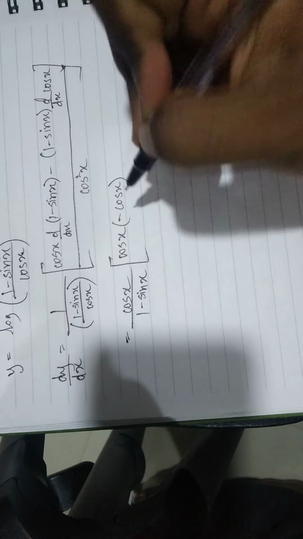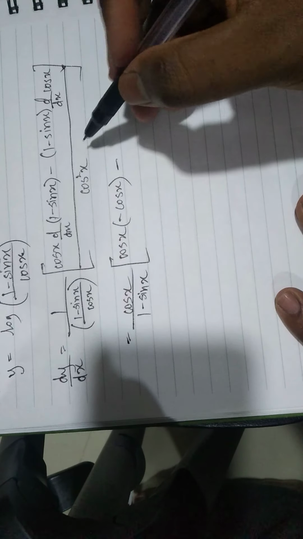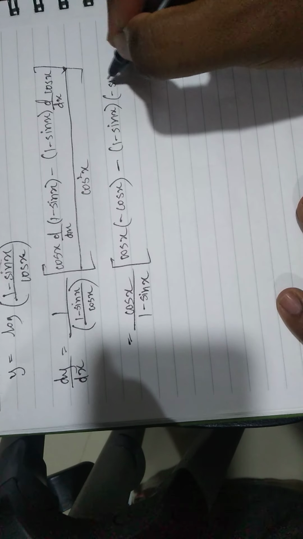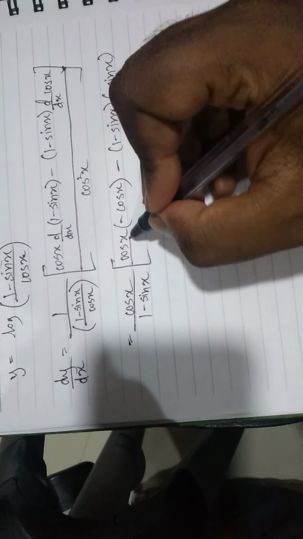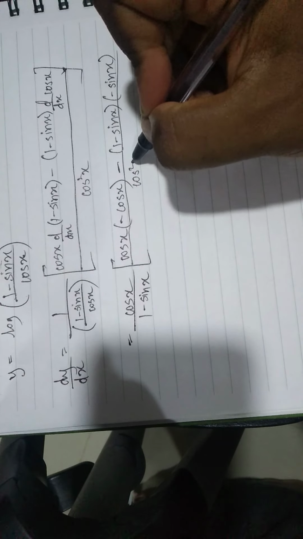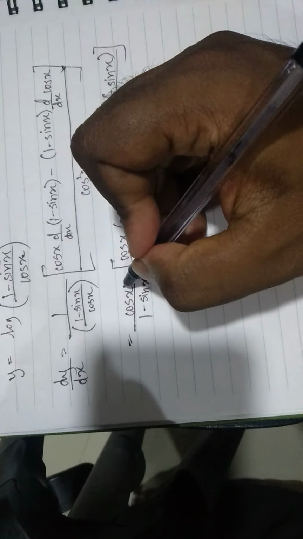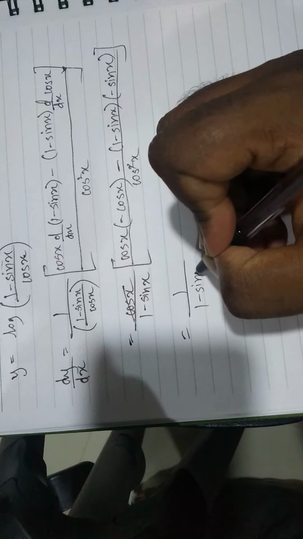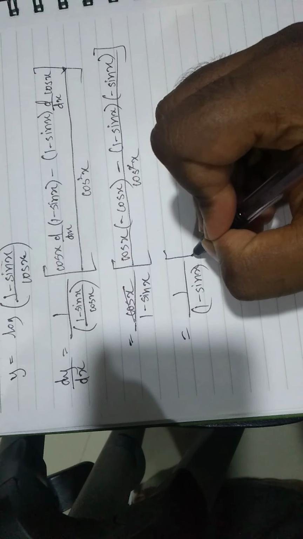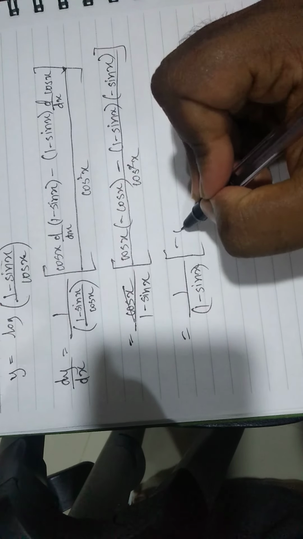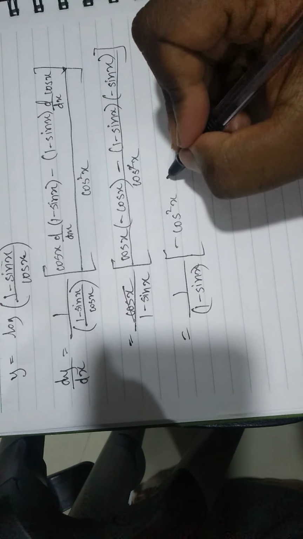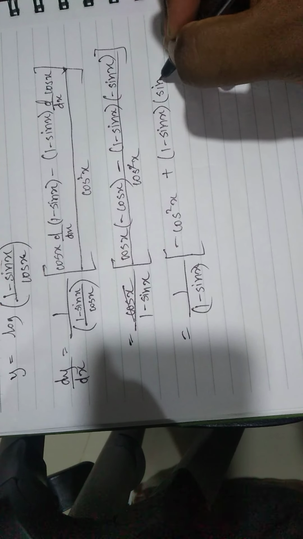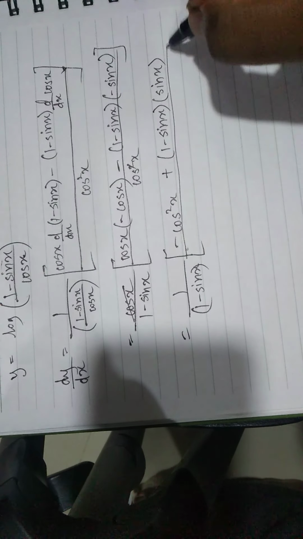I hope you understood this part. Minus, this is going to remain as it is. The derivative of cos x is minus sin x, the whole upon cos square x. If you notice here, this cos square x and this cos x will get cancelled, so this is going to be 1 minus sin x. Now let's take on the derivative here. So this will be minus cos square x plus 1 minus sin x times sin x, the whole upon cos x.